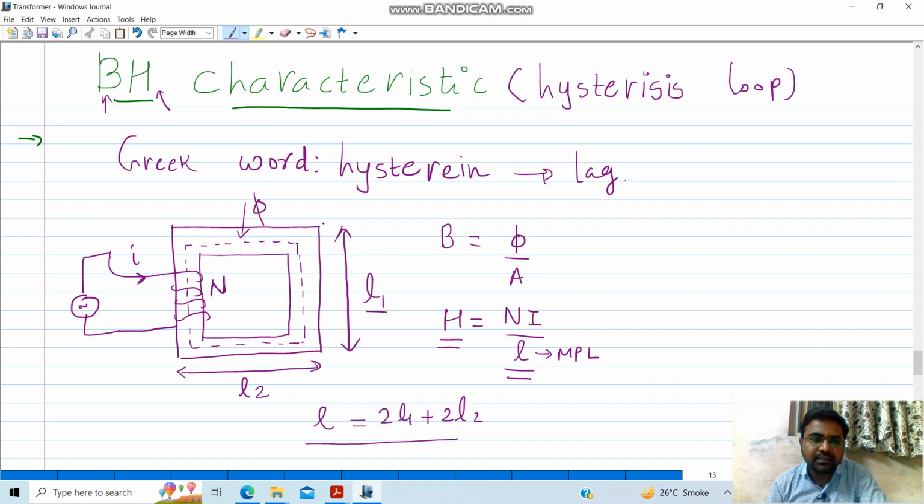So the area is, let's say this core has this particular width, so this will be the area, the area enclosed by this, and flux density is flux upon unit area. Now the BH characteristic can be seen on the x-axis and y-axis.